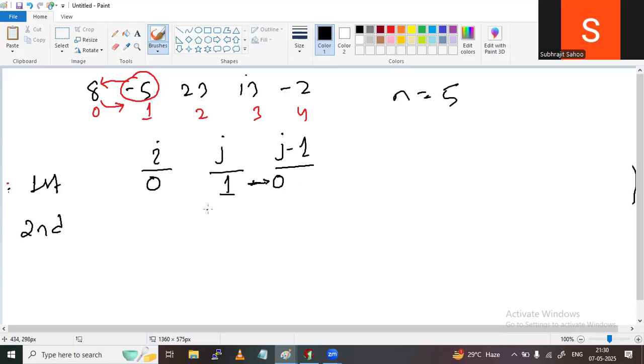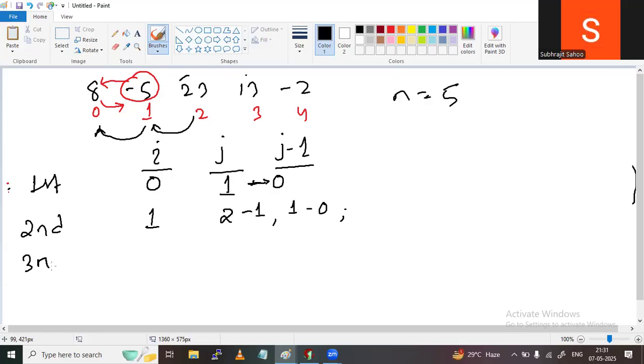Second attempt. In the second attempt, i will become 1. If i becomes 1, then which j value will I check? 23. Second index value. That is, j will become 2. Okay, I will check 2 with 1, and after checking, I will check 1 with 0. That means 2 with 1 will be checked, and 1 with 0 will be checked here. After checking 1 with 0, left side nothing is there. So stop. Second attempt over.